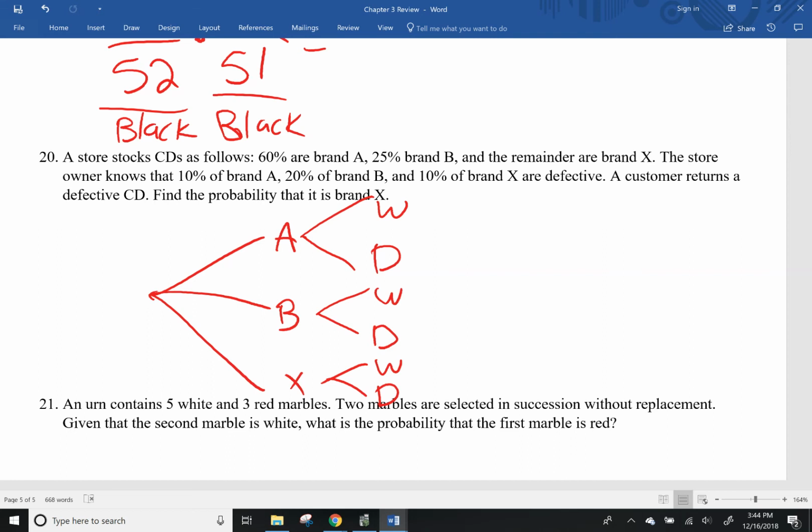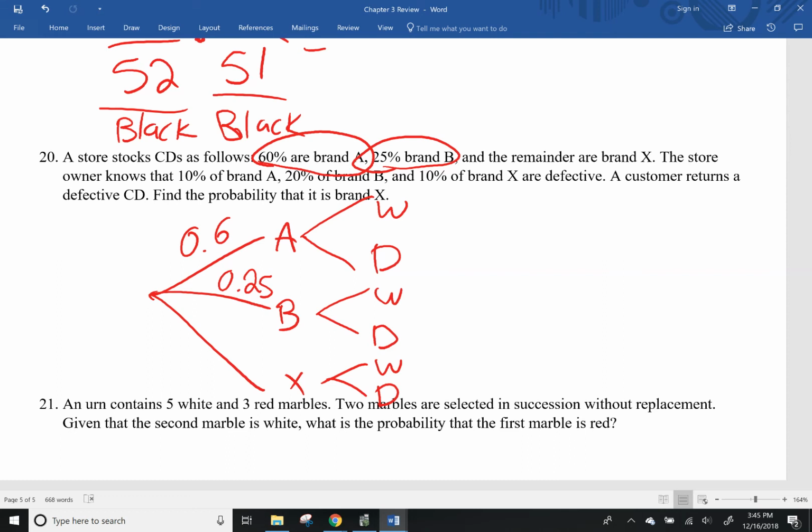Now, as far as the ones that work, well, all right, so before I get to that, 60% are brand A. So 60% are brand A, so 0.6 will be our probability for A. 25% are brand B, so that'll be 0.25 for B. And the remainder are brand X.